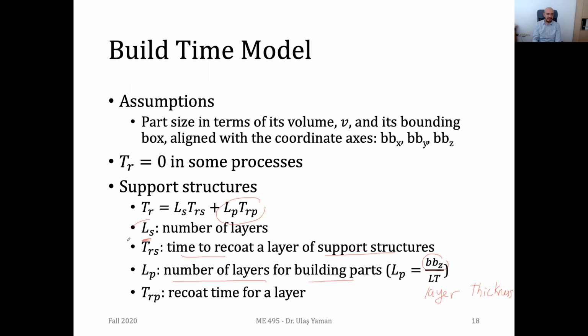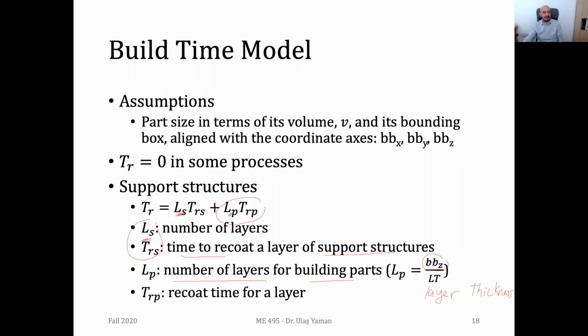And if you multiply by the number of layers, since in some additive manufacturing processes, you don't need to deal with the support structures at each layer. You may work on the support structures maybe after 4 layers. So if that's the case, you may have different values. But if you are dealing with the support structure at each layer, then you don't need to have a specific LS value. It might be equal to LP. So it's a general equation.